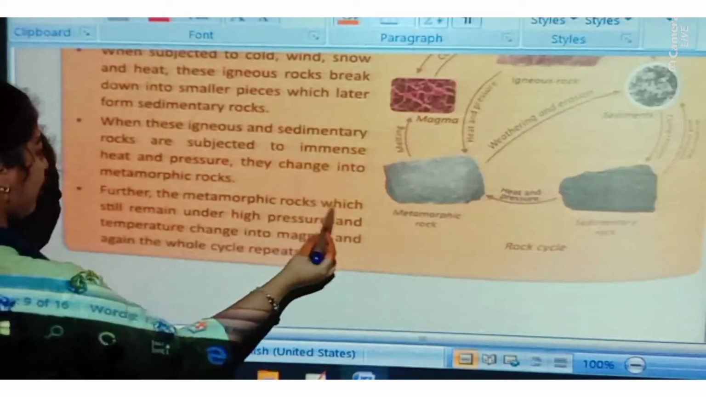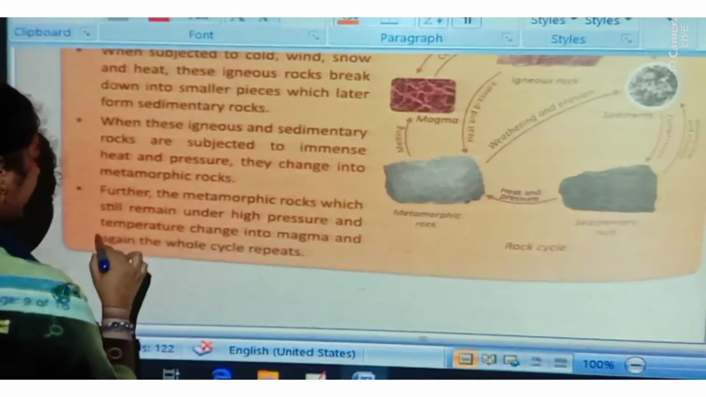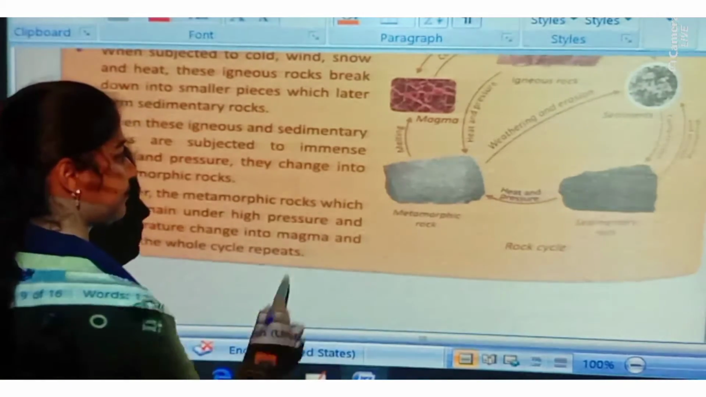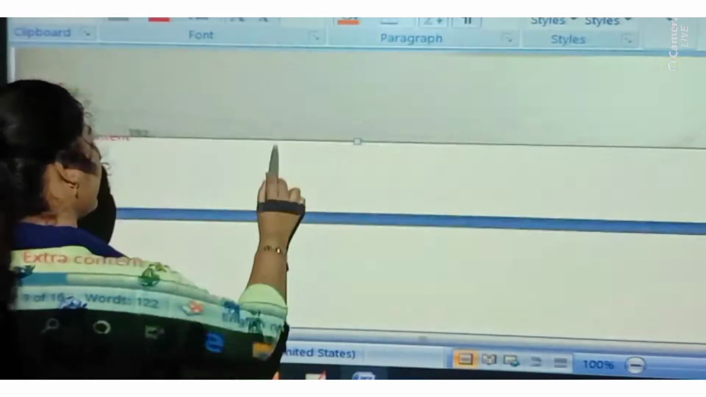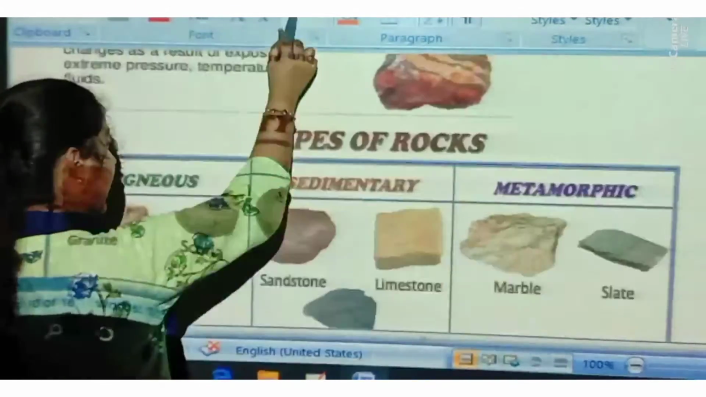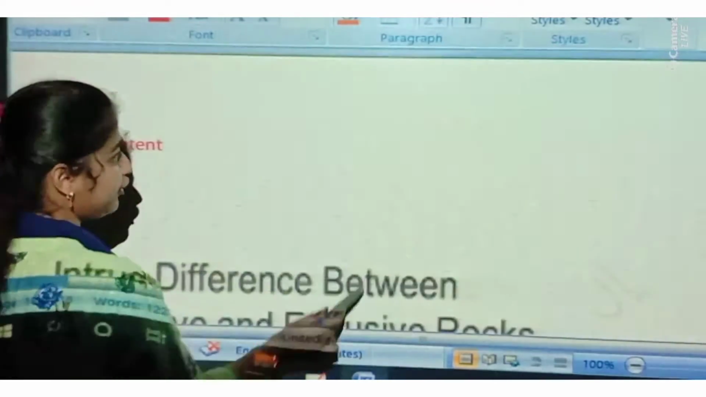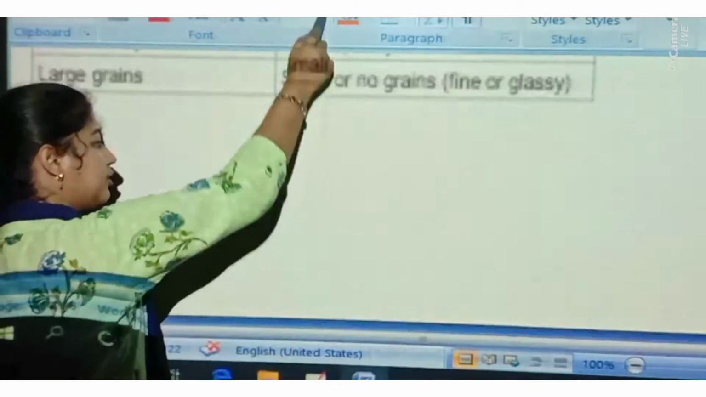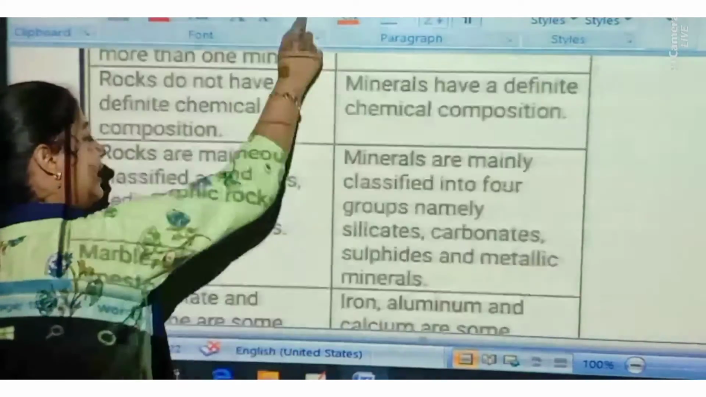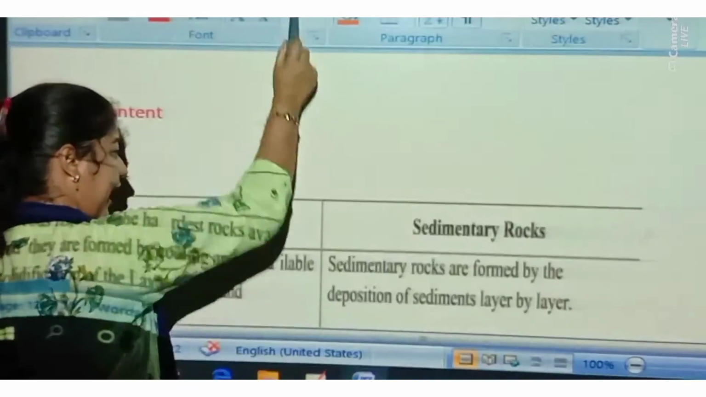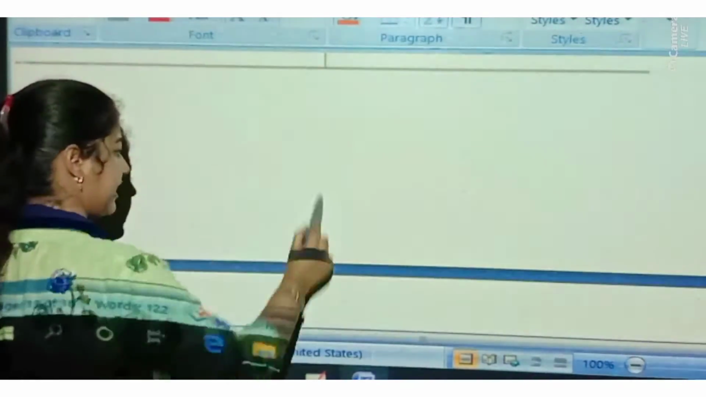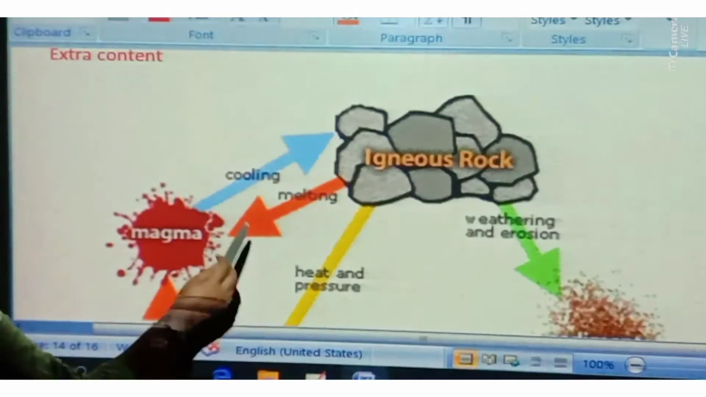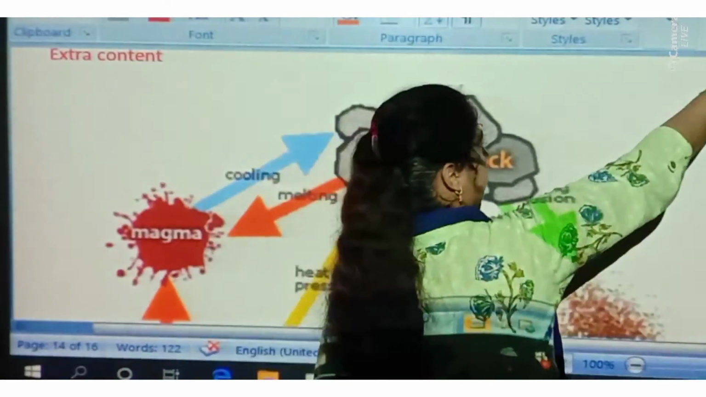Further, the metamorphic rock, which still remains under high pressure and temperature, changes into magma, and again the whole cycle repeats. I am explaining this in a diagram mode, because you will understand better than through text alone. But if we talk about it in a more natural or simple way, then we have to look at some of our extra content, right? Just have a look. What you will see there is, first, igneous rocks. The first one is magma, right?